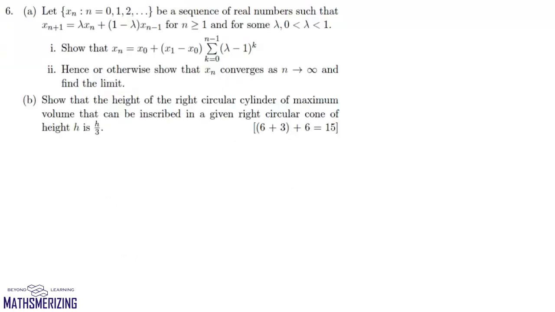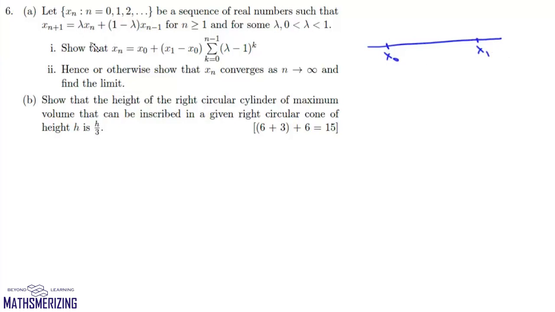Now it says, hence or otherwise, show that x_n converges as n tends to infinity and find the limit. Now, if we take x_1 and x_0 and without loss of generality, we'll assume that x_0 is less than x_1.